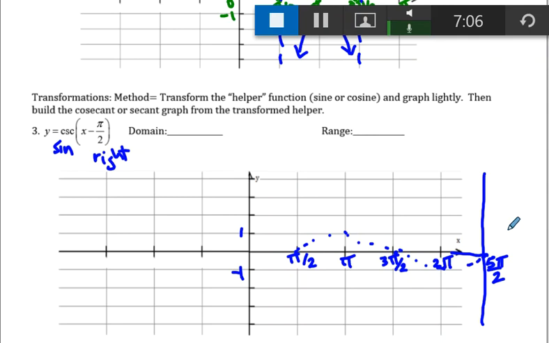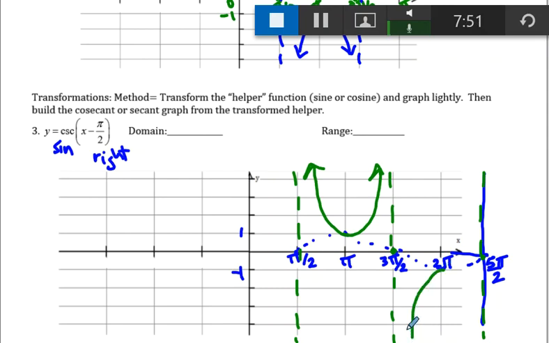All right. If you haven't done this one yet, you should be working on it right now. Once you have your sine built, that's going to tell you where to put your asymptotes. So where's the first one going to go? Pi over 2, pi, 3 pi over 2, 2 pi. Where should I put an asymptote? Pi over 2, because that's where we hit the midline. So everywhere the sine is on the midline, the cosecant has an asymptote. Then you take this local maximum and flip the curve up, and you take this local minimum and flip the curve down, and then you can get rid of your helper, the sine.